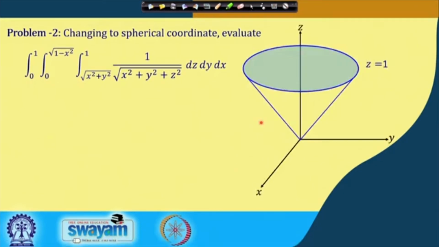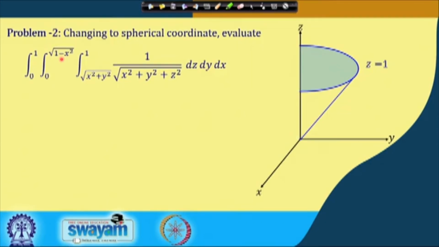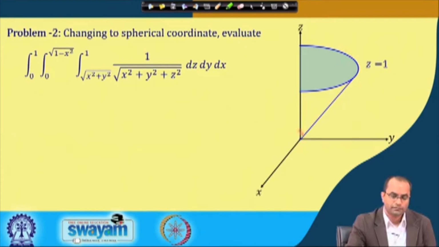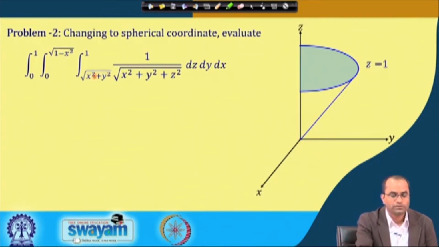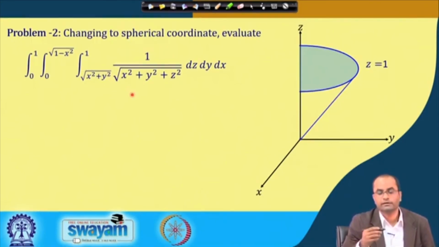So, this is the cone up to z is equal to 1, and it starts from the origin. As we have just discussed, x from 0 to 1 and y from 0 to square root 1 minus x square suggests that we are in the first quadrant of the xy plane. So, naturally this is the cone which is represented here, and now we need to convert into spherical coordinates.